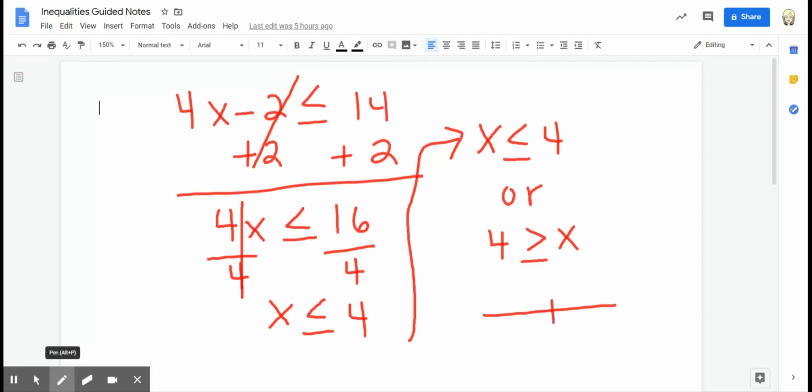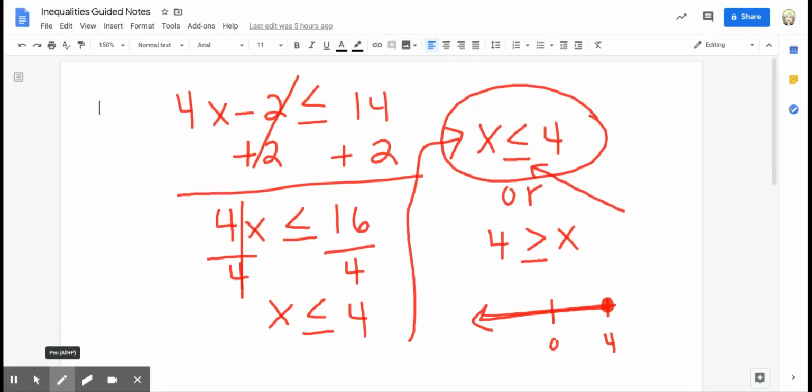If you were to graph this, you would just have the 0. I always like my variable on the left. So x is less than or equal to, so I'm going to go ahead over to 4. Since you have half of an equal sign there, that would include 4 in the solution set, and x would be anything less than that.